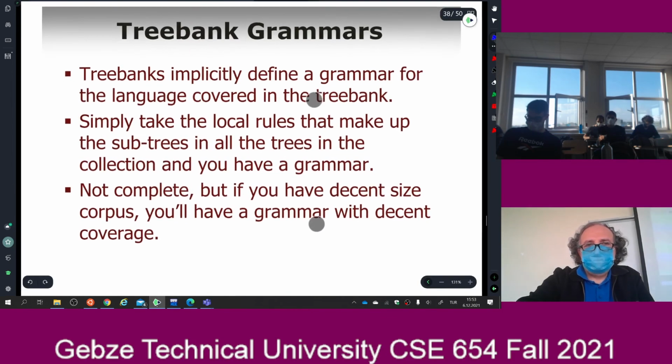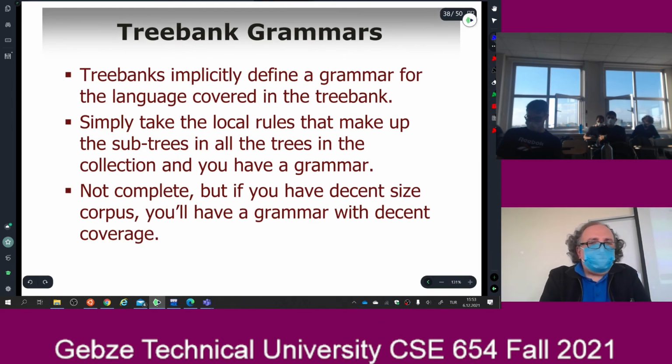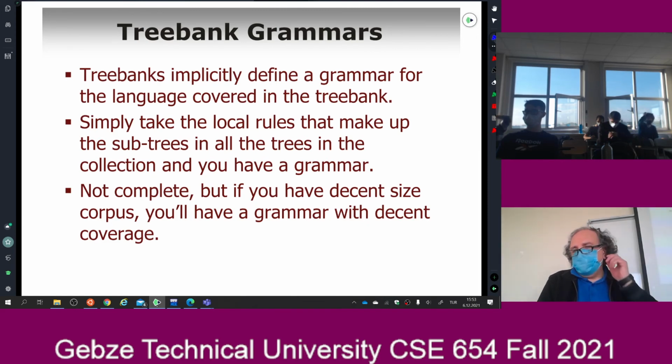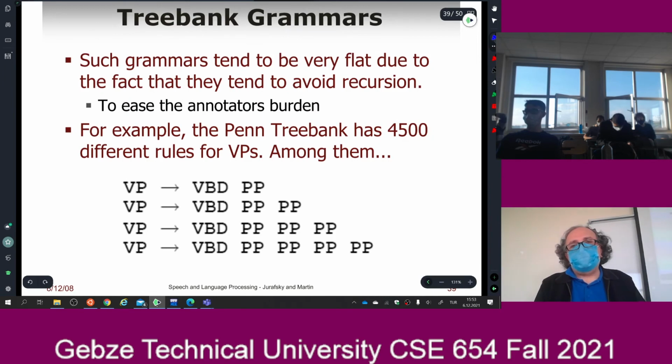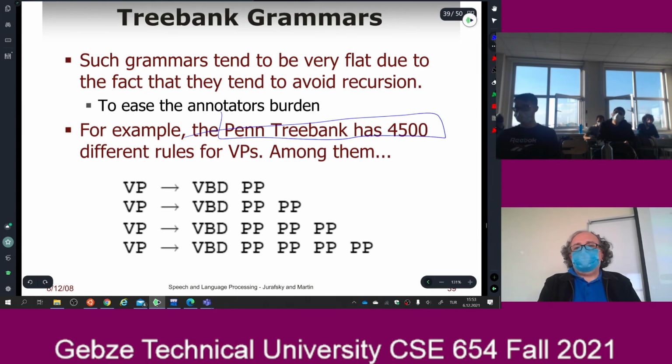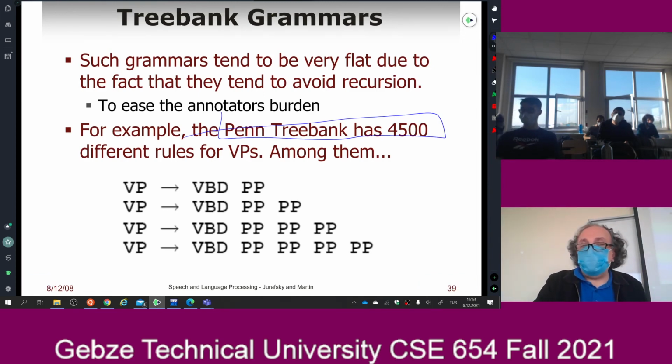Okay. Simply take the local rules that make up the subtrees in the trees in the collection, and you have a grammar. It's not complete. You may have other rules that you are missing, but if your data set is a large data set, then you can say that you have most of the rules for this language. Those are the tree bank grammars. And for the tree bank grammars, for example, this Penn Treebank, there are more than 4,500 different rules for the VPs, verb phrases, because they don't want to use recursion.